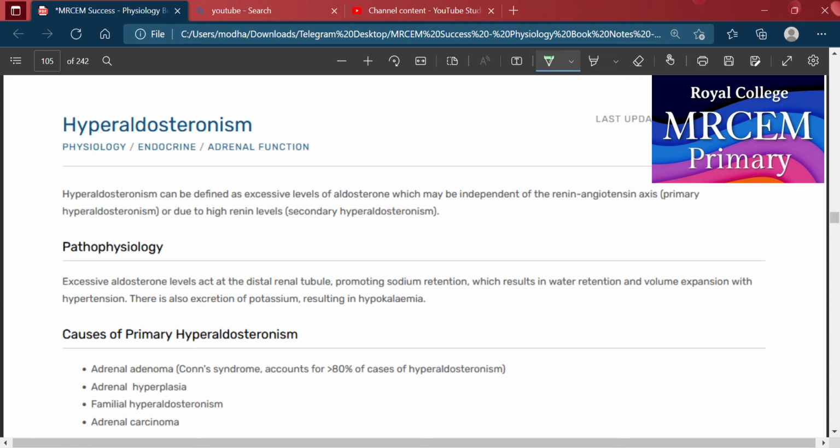Okay, so we will discuss hyperaldosteronism. Here the aldosterone will be increased from the adrenal gland.